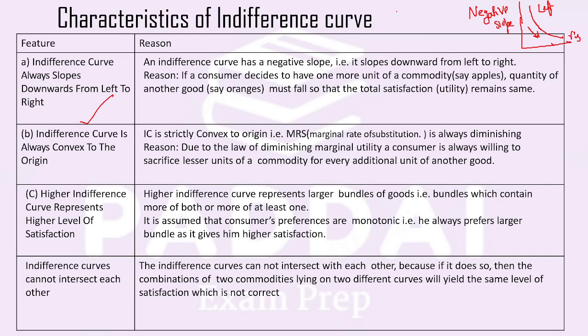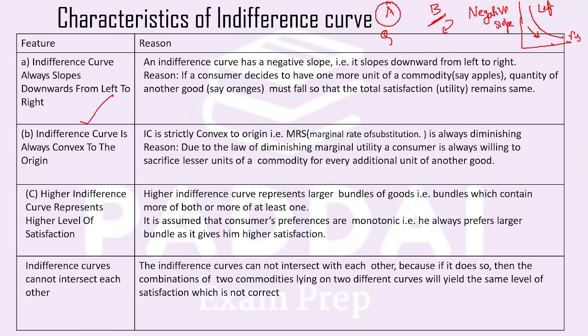So this is because when a consumer of a product, let's say apples and bananas, decides to replace the quantity of A, he asks for more quantity of A, automatically the quantity of B has to decrease.